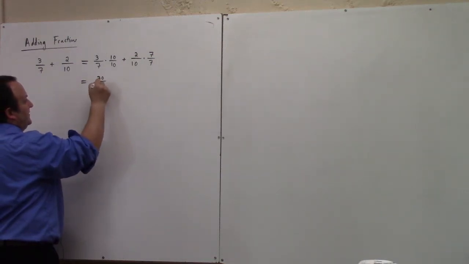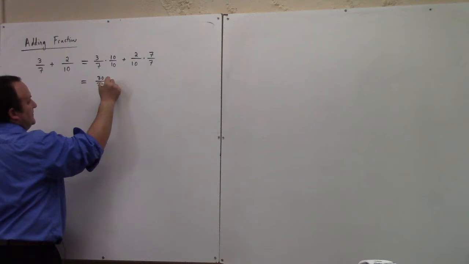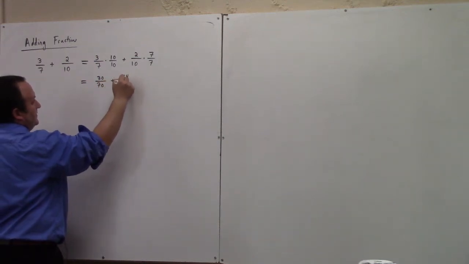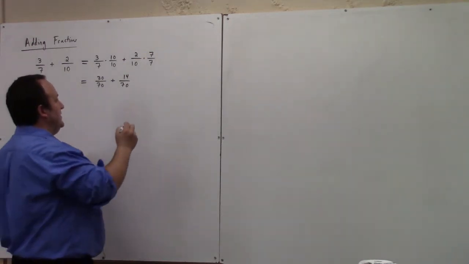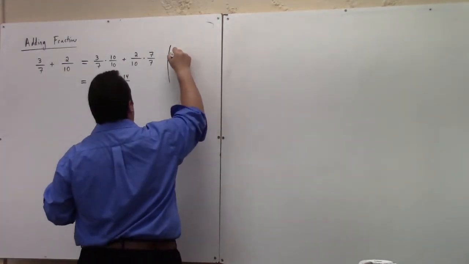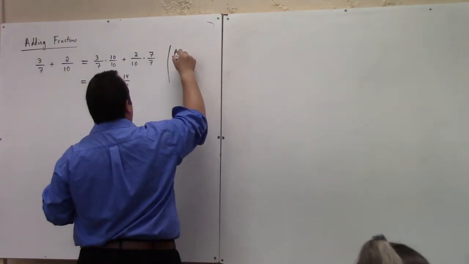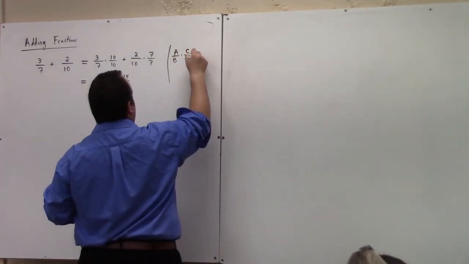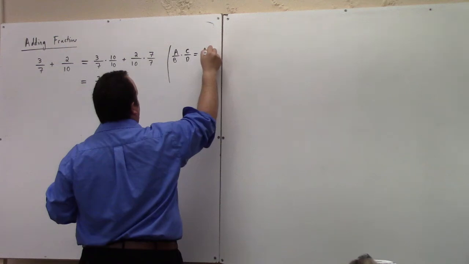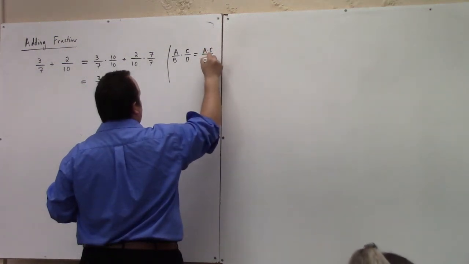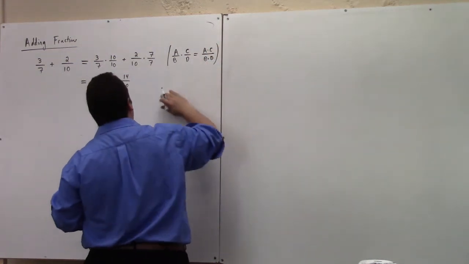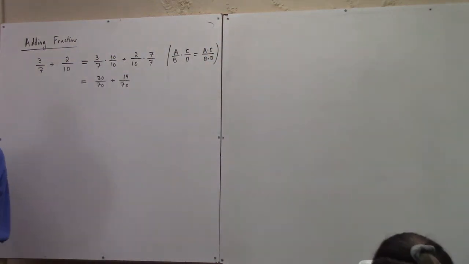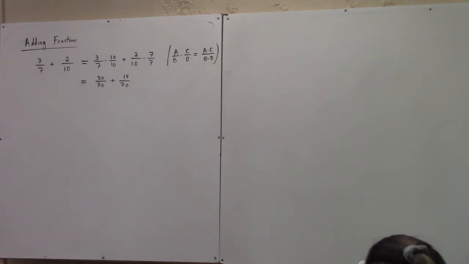3 times 10 is what? 30. So I've got 30 divided by 70, plus, what's 2 times 7? 14 divided by 70. So what did I just use here, by the way? I used that A over B times C over D is A times C over B times D. So when we multiply two fractions, what's the rule? We multiply the numerator by the numerator and the denominator by the denominator. That's how we multiply fractions.